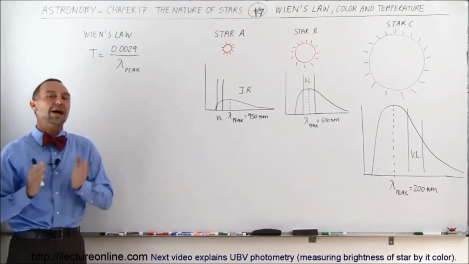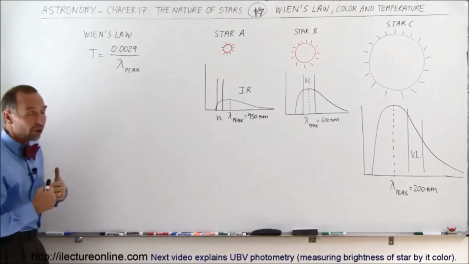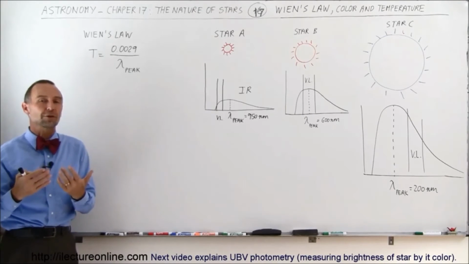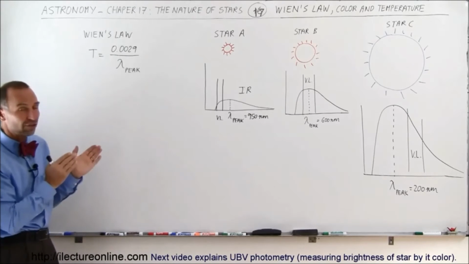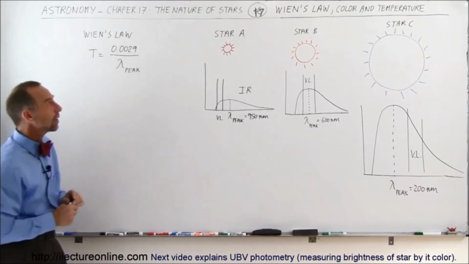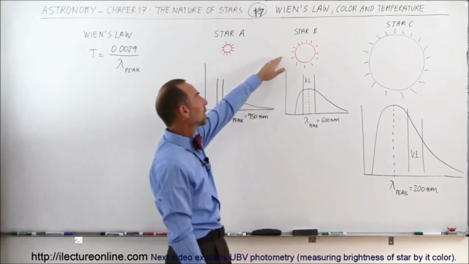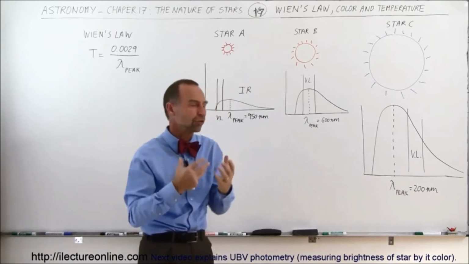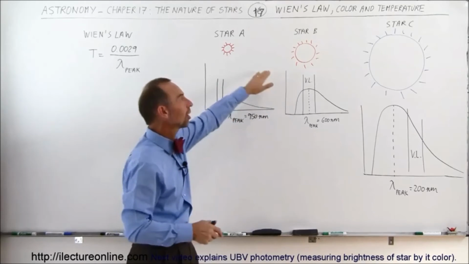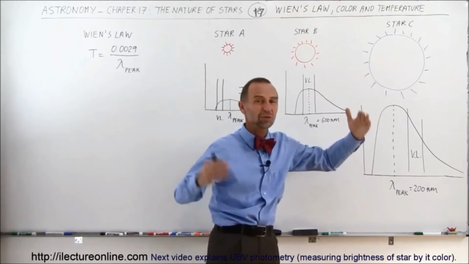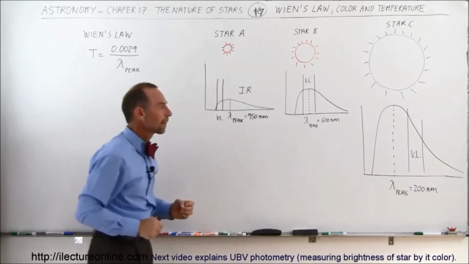Welcome to Lecture Online, and now we're going to talk about another property of stars, which is their surface temperature. And there's a relationship between their surface temperature and their color. So let's say we have three stars: star A, which is a very small reddish looking star; star B, which is larger, kind of like our sun, a yellowish orangey looking star; and then let's say we have star C, which is a very big blue star.